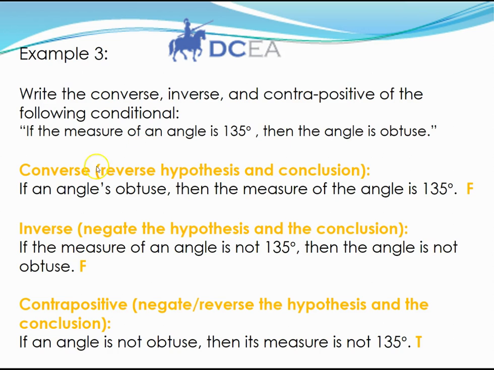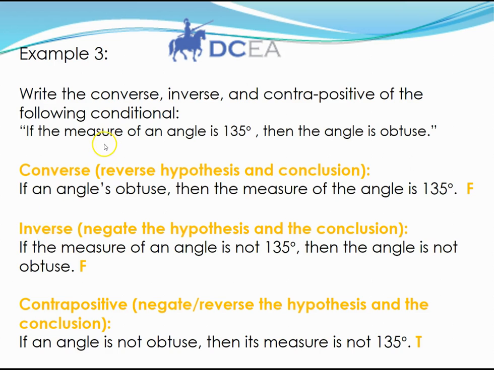So, the converse of this. The converse is to reverse the hypothesis and the conclusion. If an angle is obtuse, then the measure of the angle is 135 degrees. The converse of this conditional is false. An angle can be obtuse, that's true. But we don't know what its measure is. An obtuse angle can be anywhere greater than 90 degrees and less than 180 degrees.